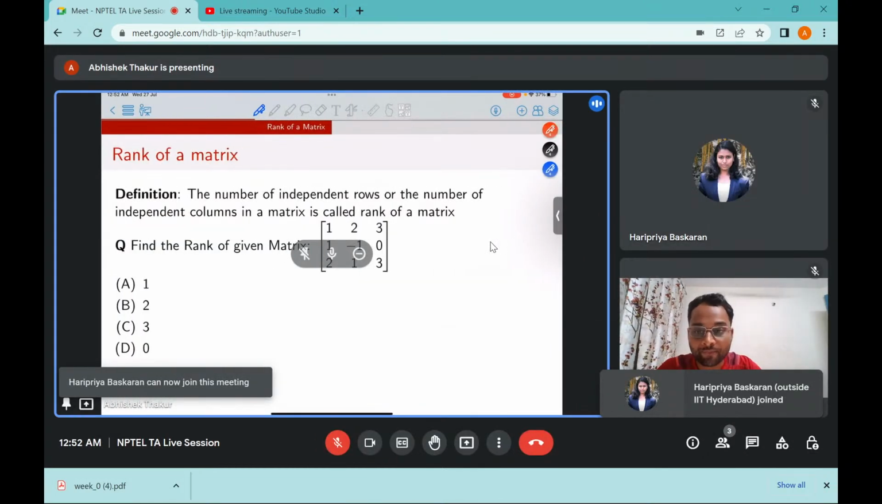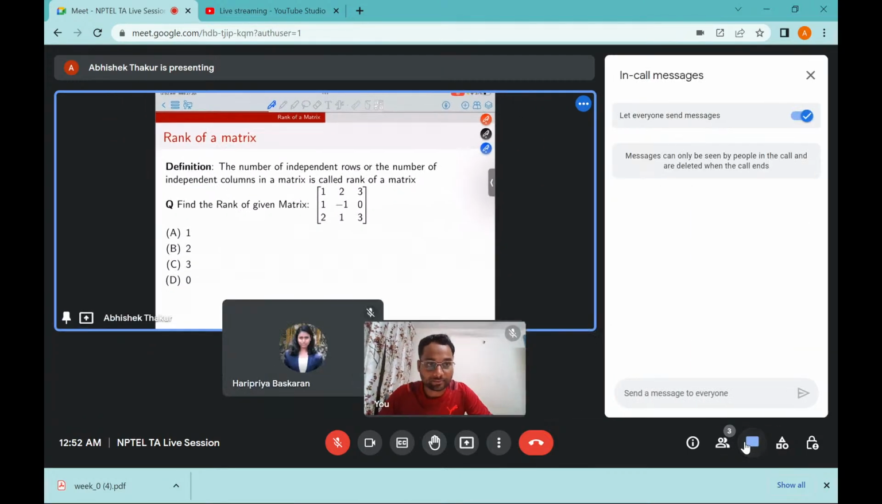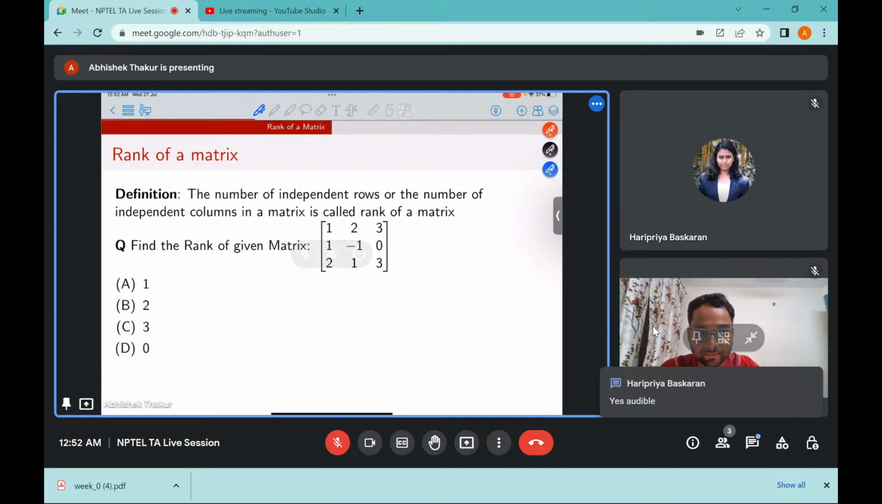Okay, someone has joined. So am I audible on Google Meet? You can text in the chat box also if you have any doubt. Okay, so everything is fine.